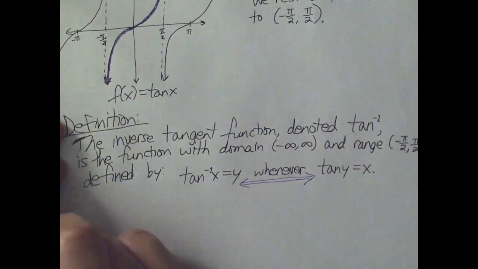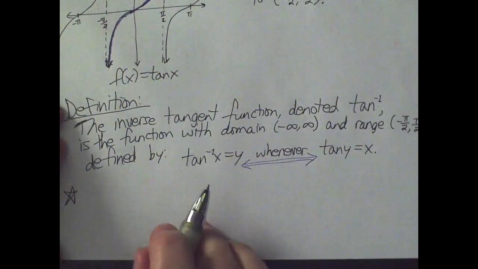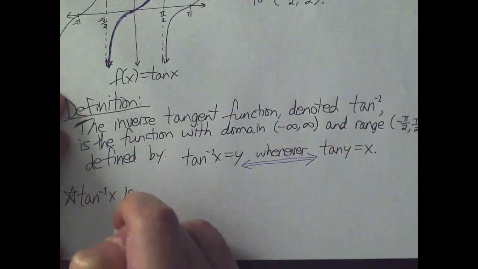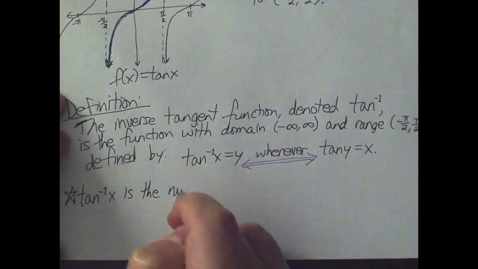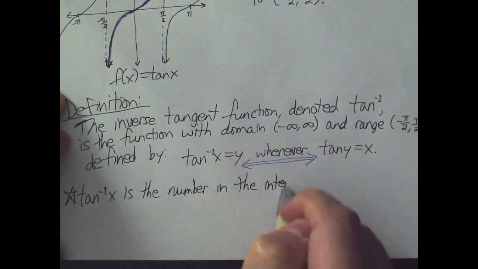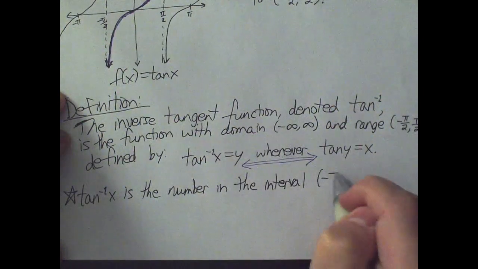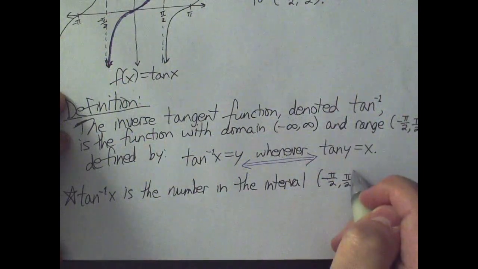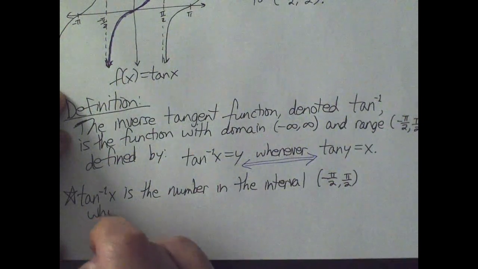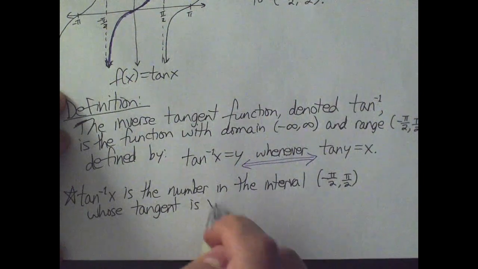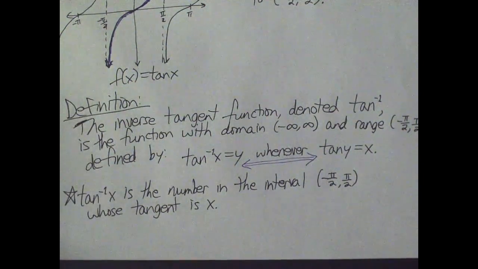So I'll do my little sentence underneath, like I did with the other ones. Inverse tangent of x is the number in the interval negative pi over 2, pi over 2, whose tangent is x. All right. I'll show you some examples.